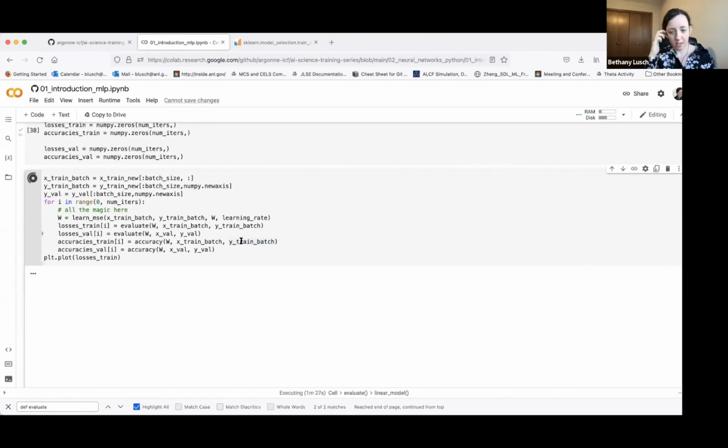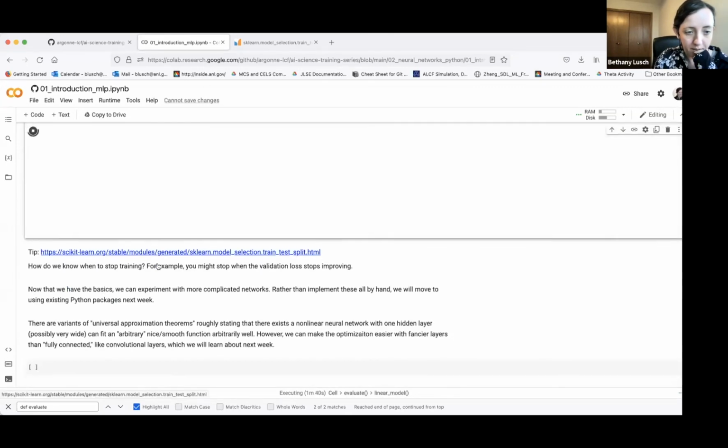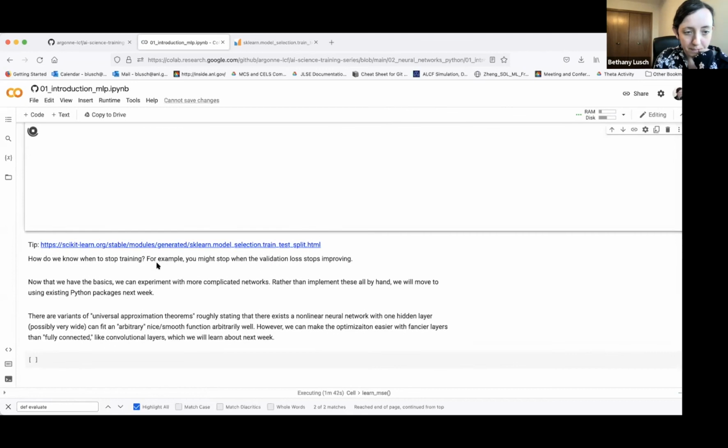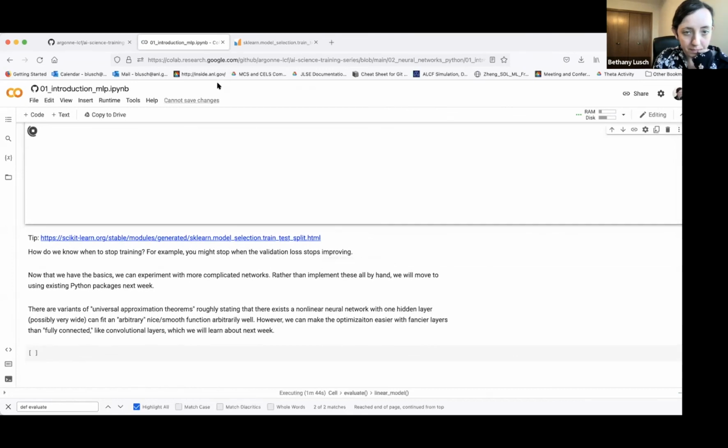You just check it less often. So there's no reason to check it every iteration. Okay, so next week we can talk about more complicated networks, and it'll be easier to use it because of Python packages.